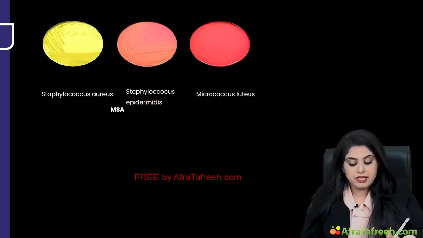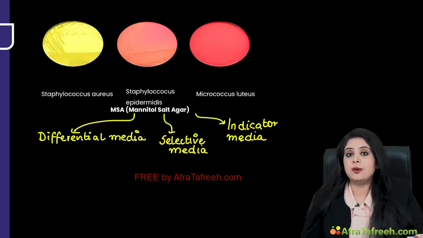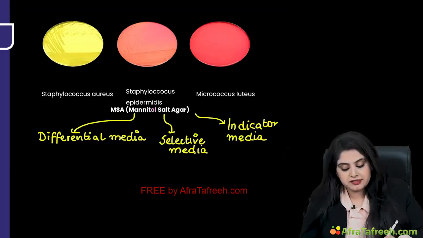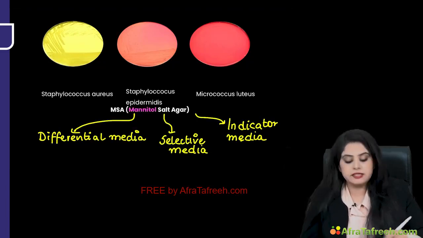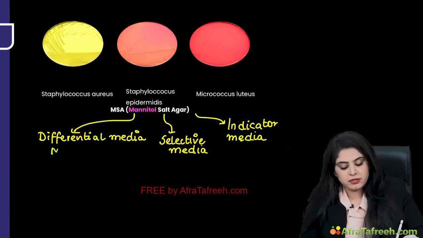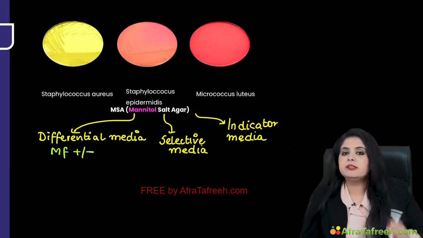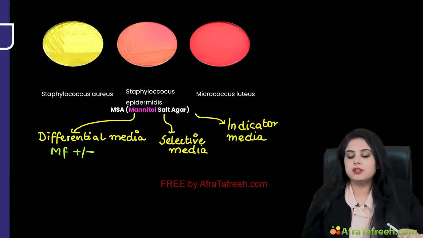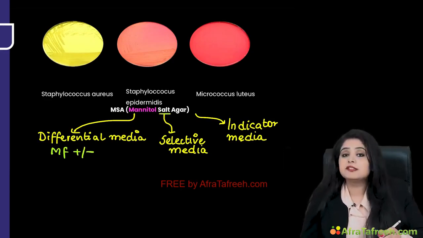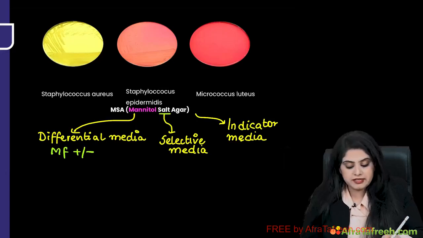No. When I say MSA, MSA stands for mannitol salt agar. So it's quite a spectrum. Firstly, when I say mannitol, it tells me whether mannitol fermentation is seen or not. This means it's telling me a difference. It's a differential media. Salt is something in which Staph aureus can grow. So remember, Staph aureus requires salt to grow. That is why I'm calling it a selective media.